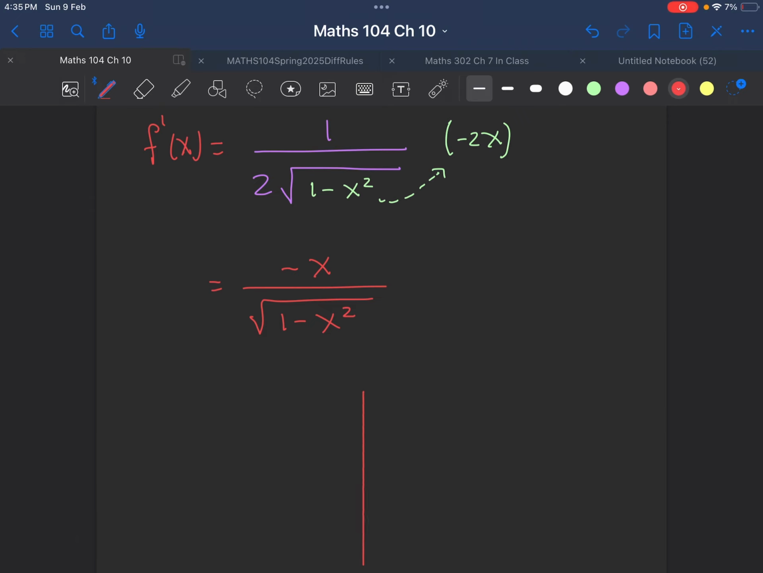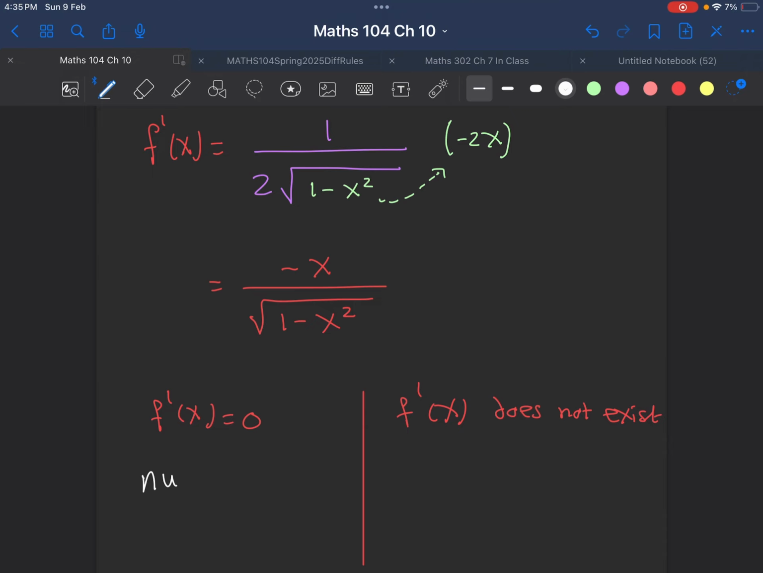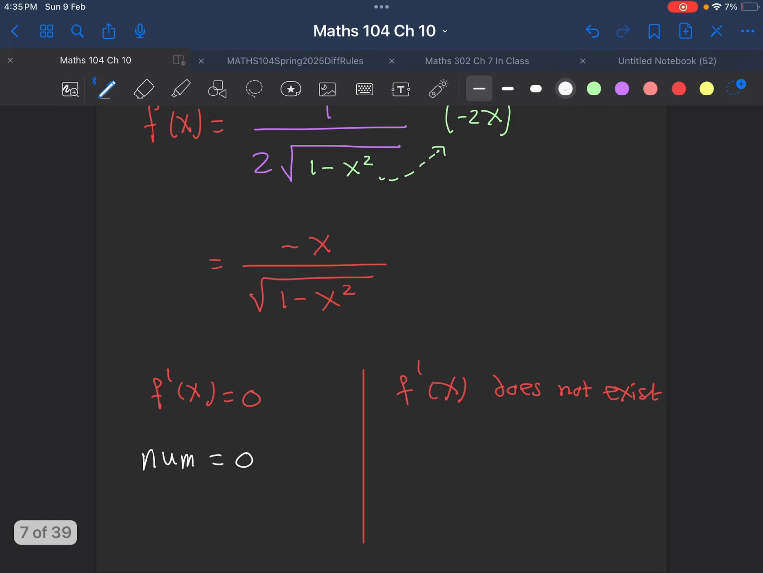Now to find the critical numbers, either we make the derivative equal to 0, or the derivative does not exist. Now, when are we having the derivative equal to 0? It means the numerator must equal 0, and that's the only place where we will get a 0. What is the numerator? It's just -x equal to 0. So x equal to 0 is one of the critical numbers.